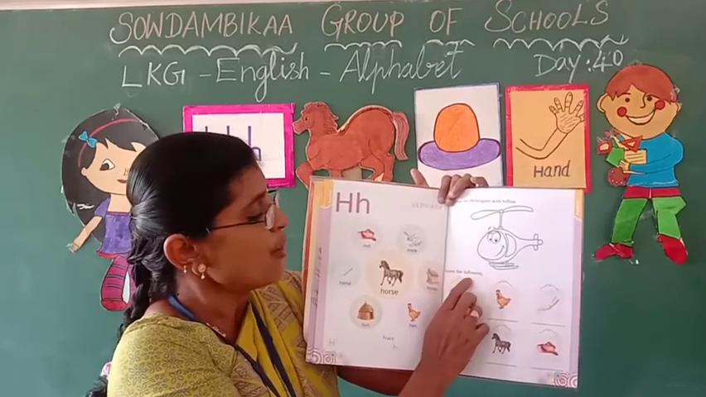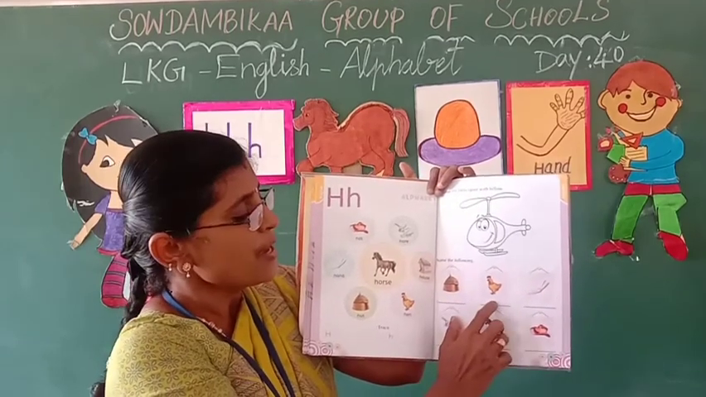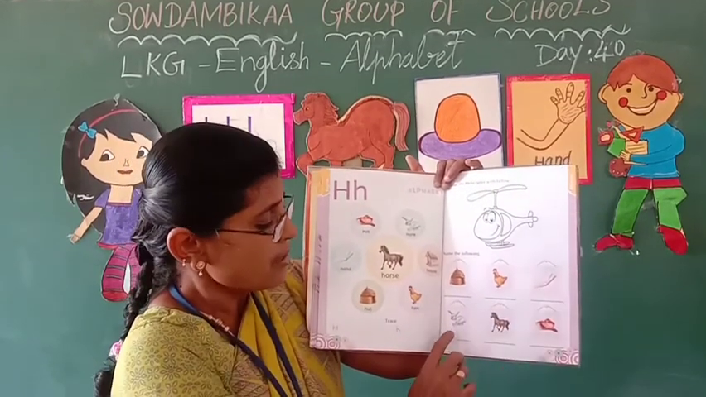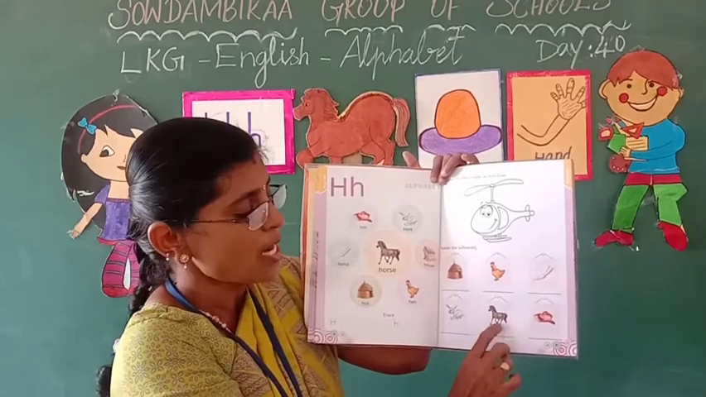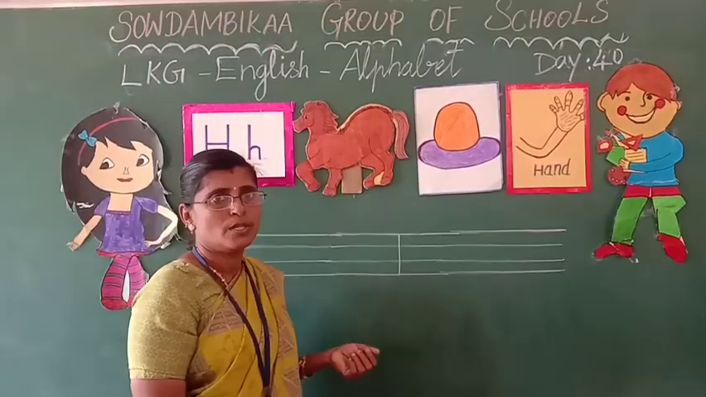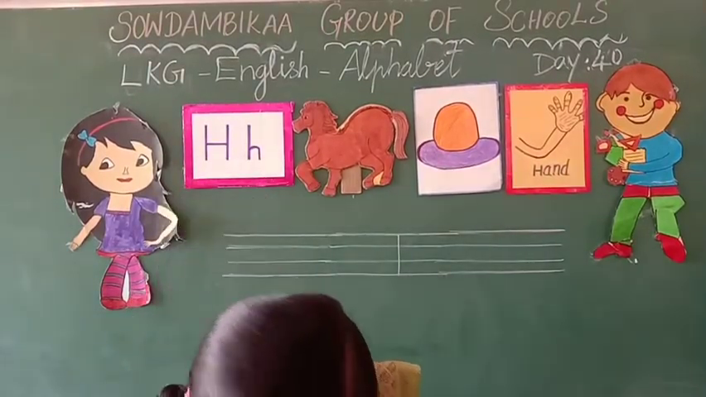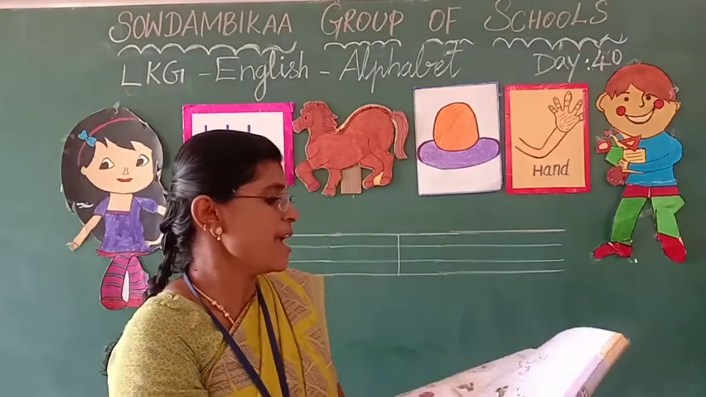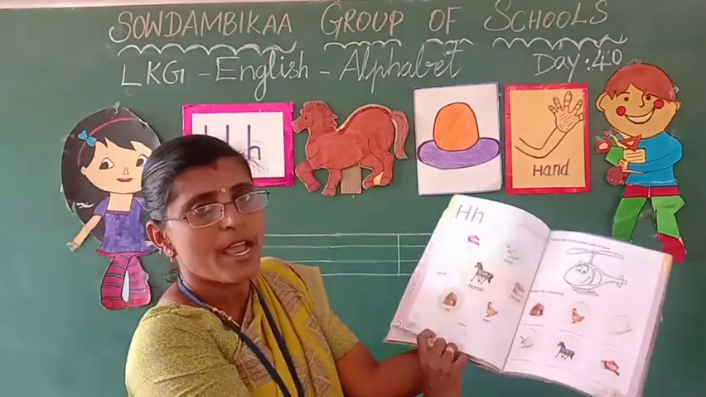Dear puppies, name the following. Hat, head, hand, cane, horse, hat. Dear puppies, take your first book and pencil. Write the letter H.